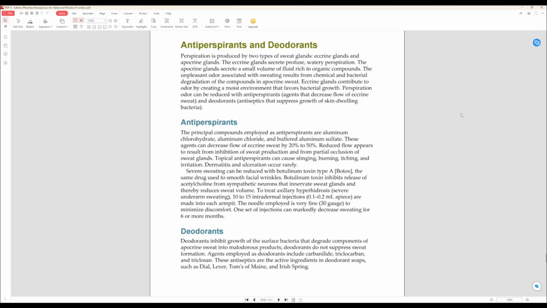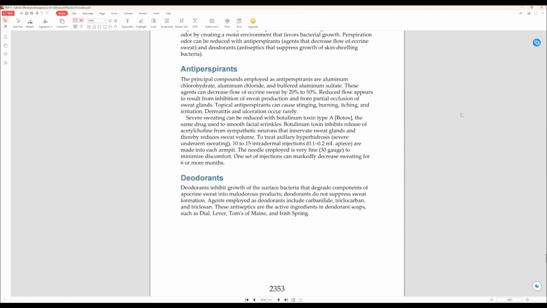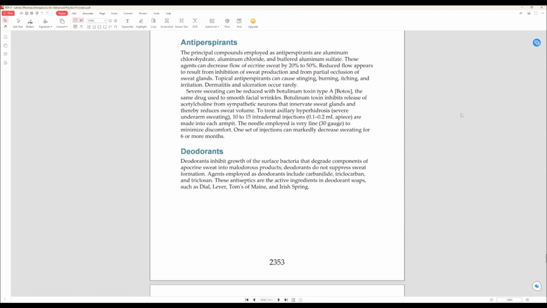Perspiration odor can be reduced with antiperspirants and deodorants. So, what is an antiperspirant? The principal compounds employed as antiperspirants are aluminum chlorohydrate, aluminum chloride, and a buffered aluminum sulfate, all of which can cause cancer and need to be avoided. These agents can decrease the flow of eccrine sweat by 20 to 50%. Reduced flow appears to result from the inhibition of sweat production and from partial occlusion of the sweat gland.